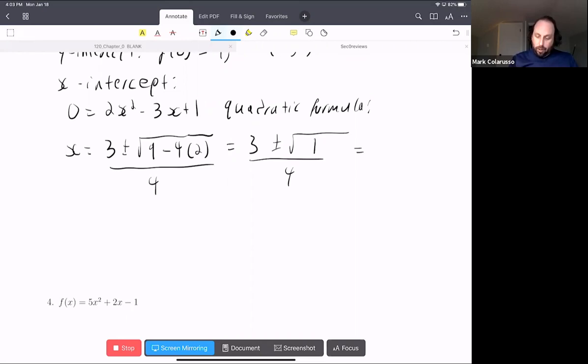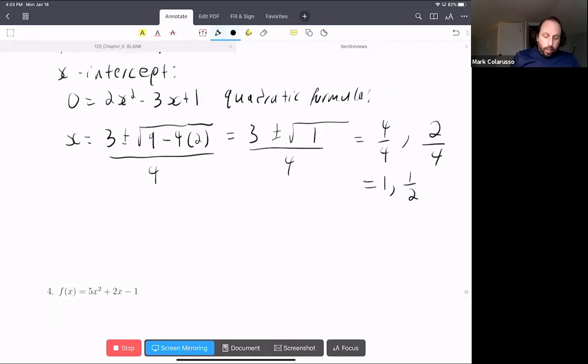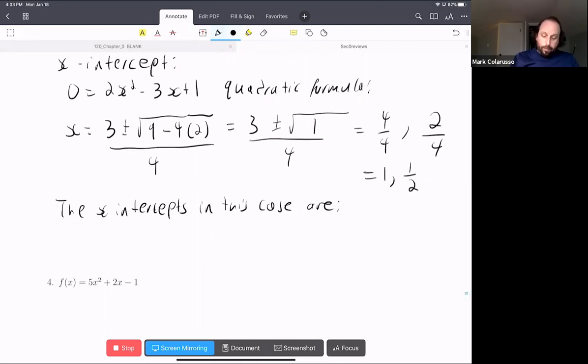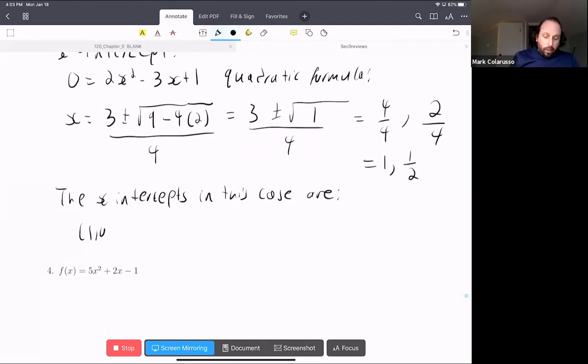So we get the 2 solutions: 4 over 4, and with the subtraction, we get 3 minus 1 is 2 over 4. So the roots are 1 and 1/2. So those are the intercepts. The x-intercepts in this case are (1, 0) and (1/2, 0).